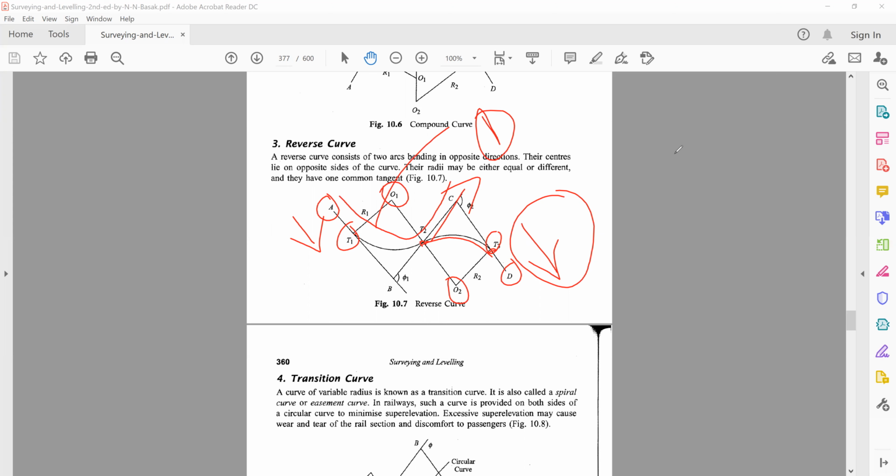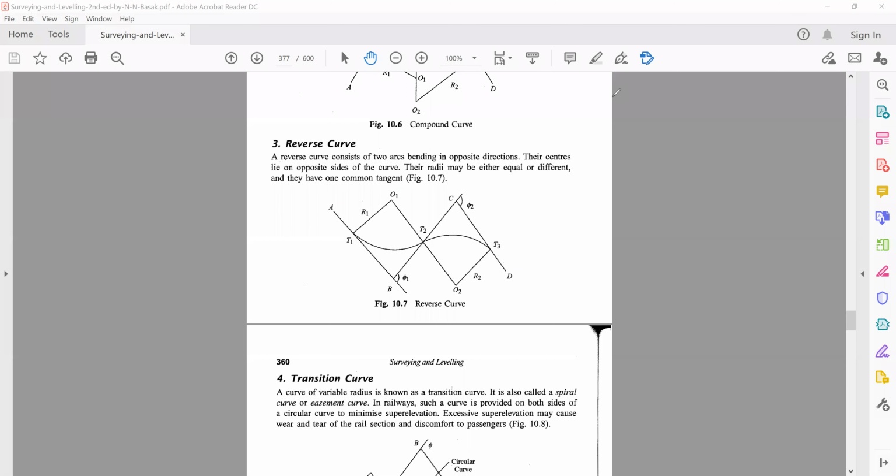It's very interesting. So after that, you travel from point T2 to T3, and afterwards, you travel in a straight line. So this is the distinct feature of a reverse curve, that you have two simple circular curves which may or may not have the same radius, but it's definite that they would have opposite direction. So that's what a reverse curve is.